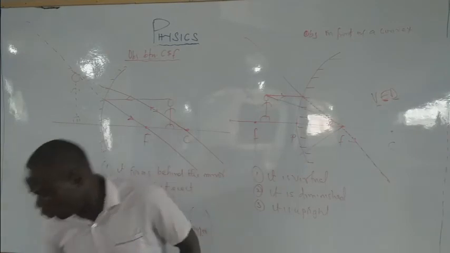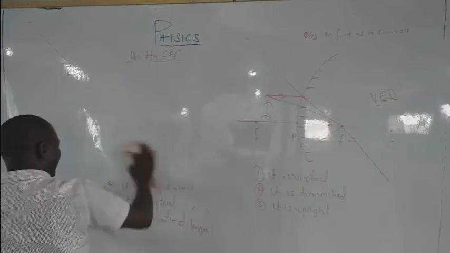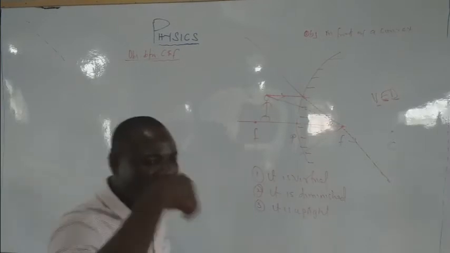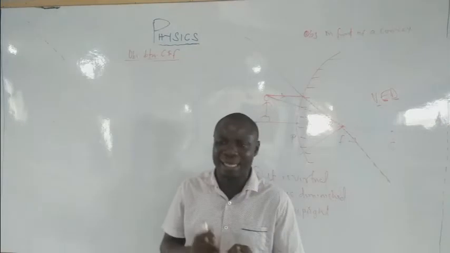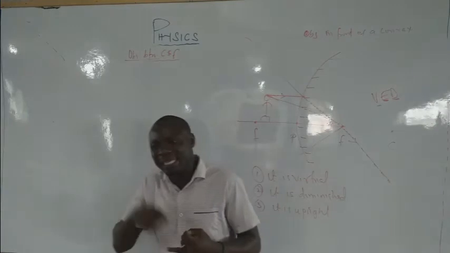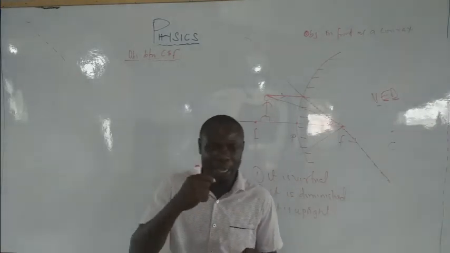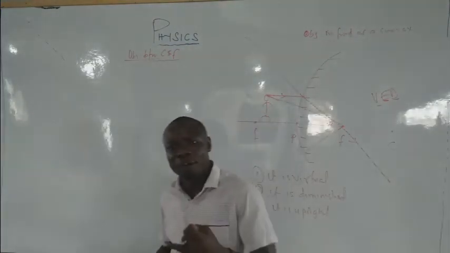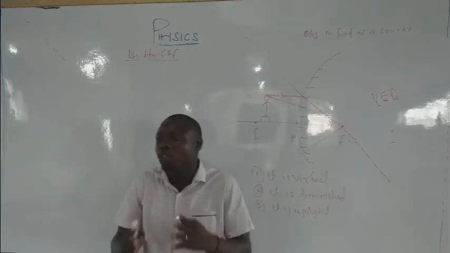So then the applications of these mirrors. The first one you have to know is that it is used as a shaving mirror. What kind of mirror is that? That is concave. Number two, it is used by the dentist when they want to remove teeth or do other things on a tooth. What kind of mirror do they use? It's also concave.